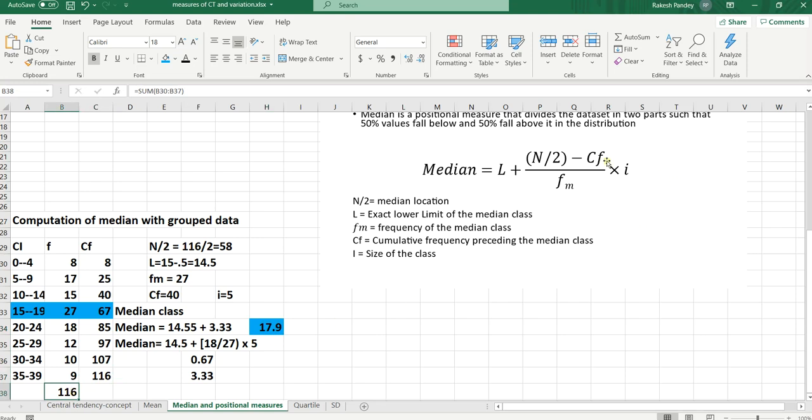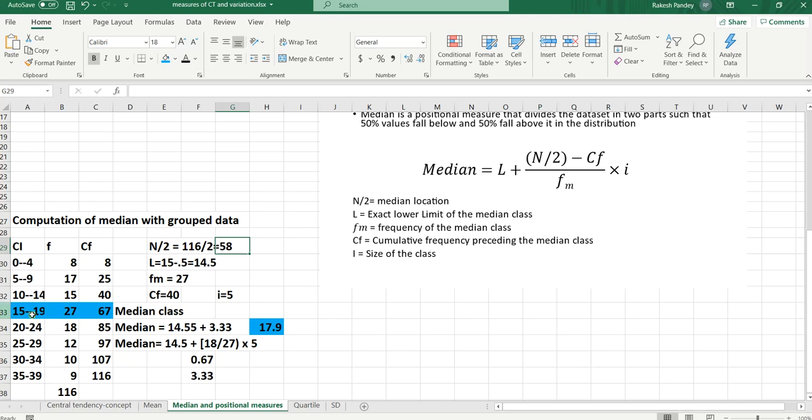And then in this formula we will compute all the values needed. So n by 2 is the first thing to be calculated, and this will tell the location of the median value. So the 58th value lies in this class 15 to 19 because from 41st value to 67th value is in this class, and therefore it is definite that the 58th value will also be lying in this class.